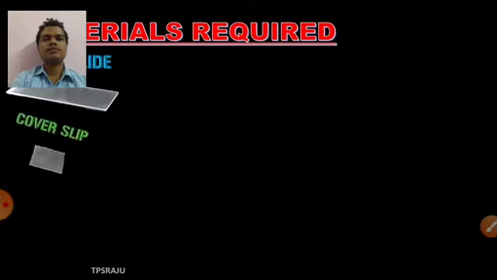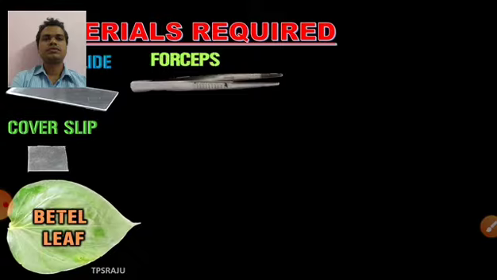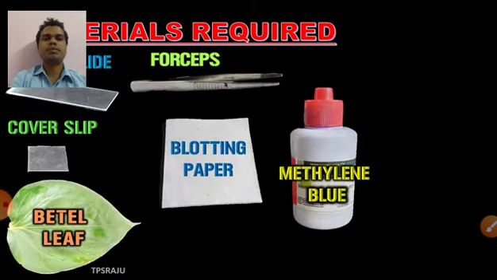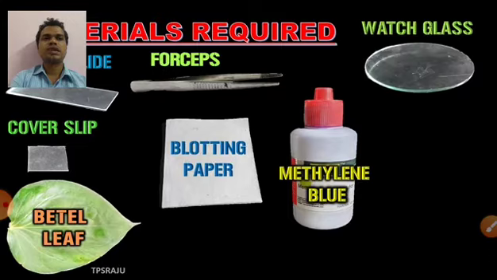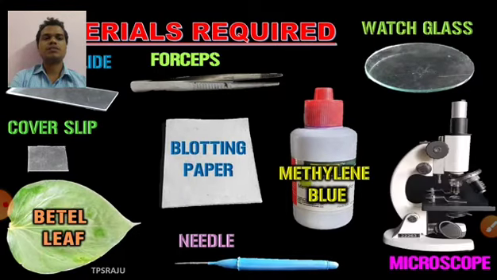Now, what are the materials that you require? You require a slide, cover slip, beetle leaf, forceps, blotting paper, that is nothing but tissue paper, methylene blue, a watch glass, needle, and a microscope.